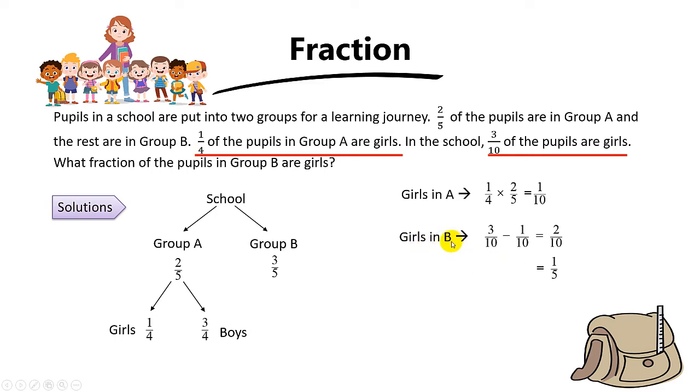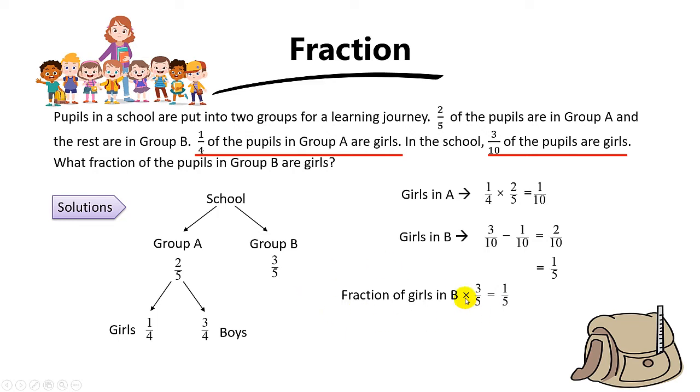Now what does the question want? They want what fraction of the pupils in group B are girls. That means out of these group B pupils, what fraction are actually girls? So from here, we have to work backwards. We know that the fraction of the pupils who are girls, times this fraction, will give you 1 out of 5. Remember, when you take this times the fraction who are girls, it will give you the fraction of the total students who are girls from group B. So when you take this fraction times 3 out of 5, you get 1 out of 5.